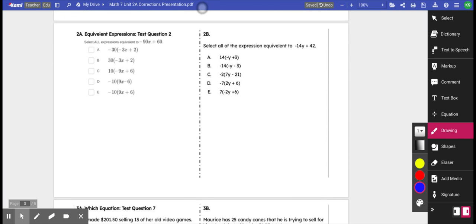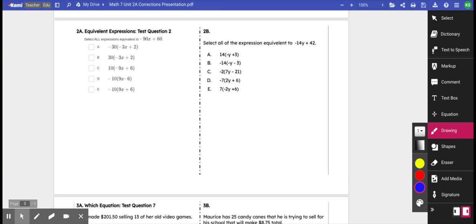Okay, question number 2. It was question 2 on your test, which is funny. So it just worked out. So it wants to know all expressions equivalent to negative 90x plus 60. So remember, equivalent means equal. So equal to that. So we have to do each of these separately. So let's start with A.